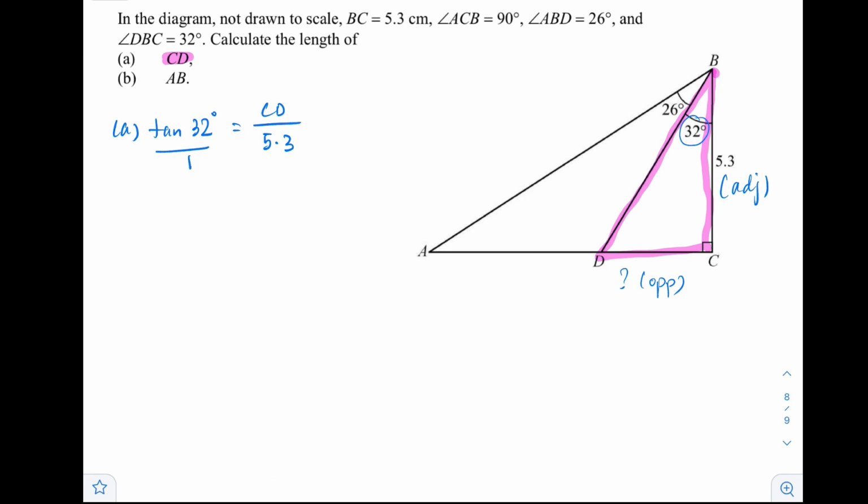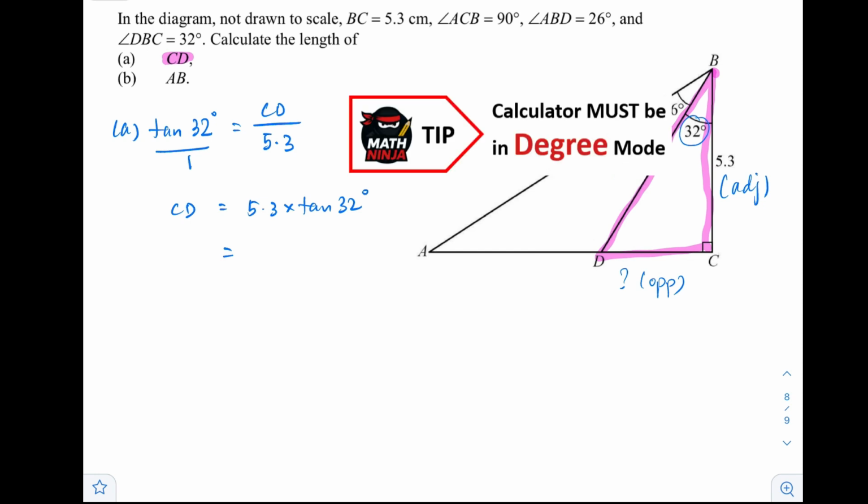So in order to find CD, again, we can simply cross multiply. So 1 times CD is actually 5.3 times tangent 32 degrees. And what we need to do is simply to press the calculator, 5.3 times tangent 32 degrees. Right, and we should get 3.3118 cm. That is my working answer with 5 SF.